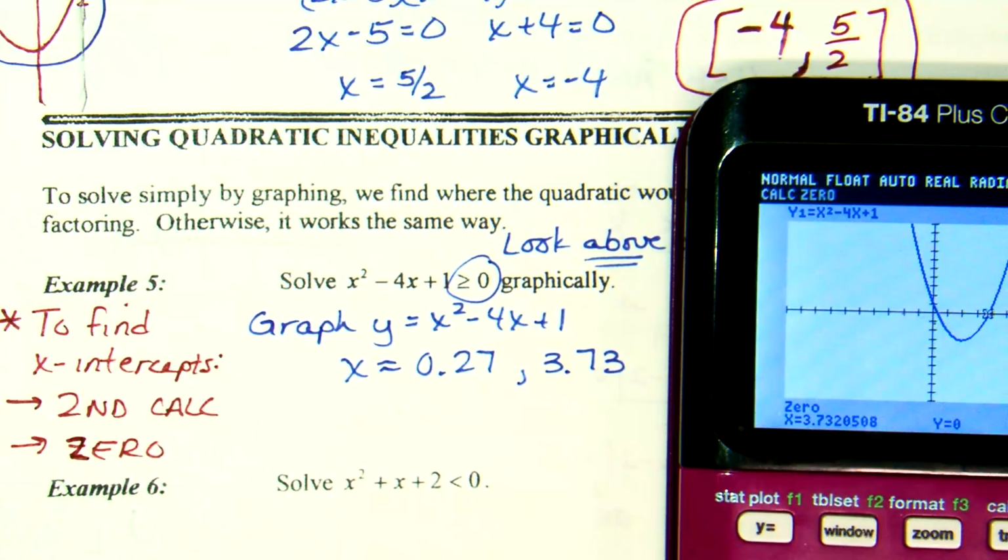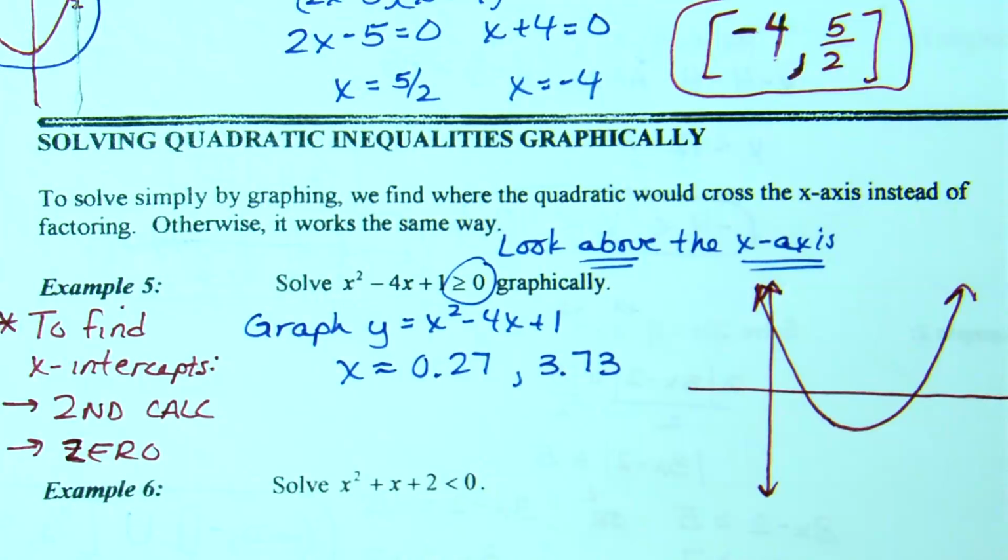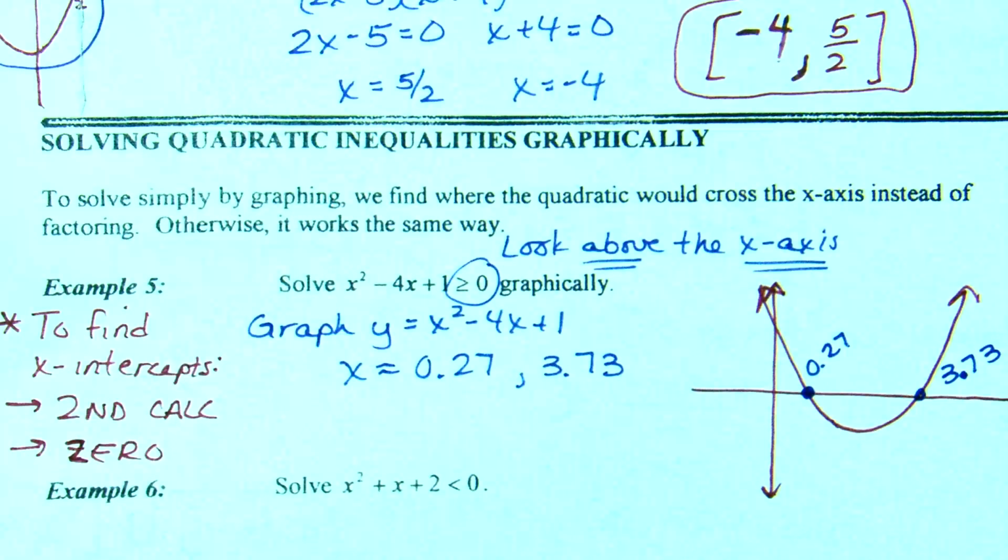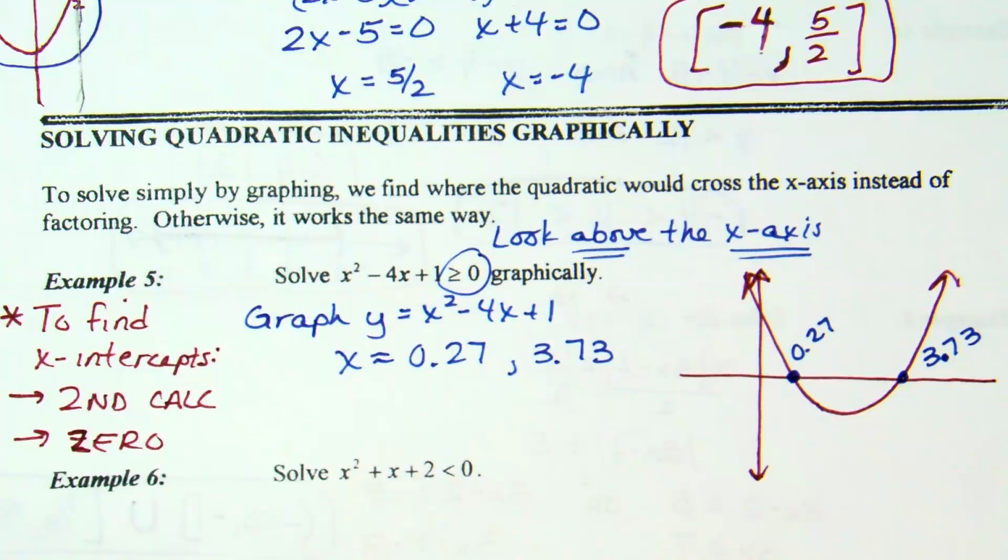Okay. Now, if I sketch my graph in here, and again, just so I have something to draw on, this is not a very good parabola. I'm just trying to get in the fact that there's a parabola, 0.27, 3.73. Okay, there's my sketch, so I have something to draw on. What's my solution? Which sections are greater than or equal to 0? The two outside pieces?